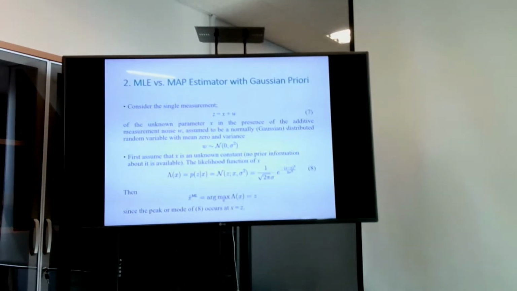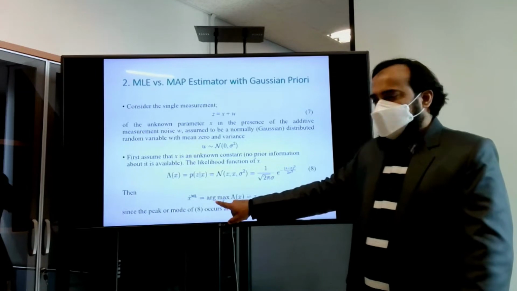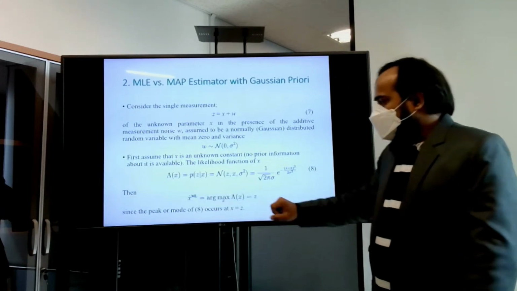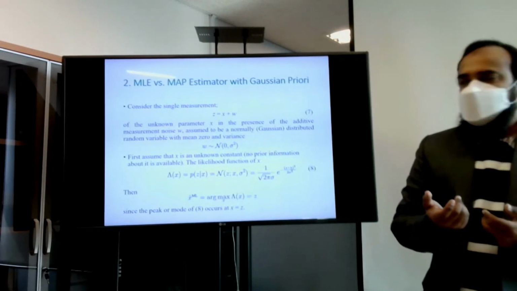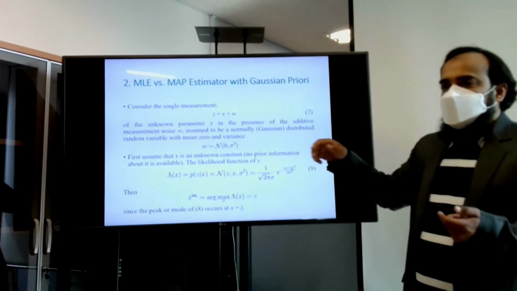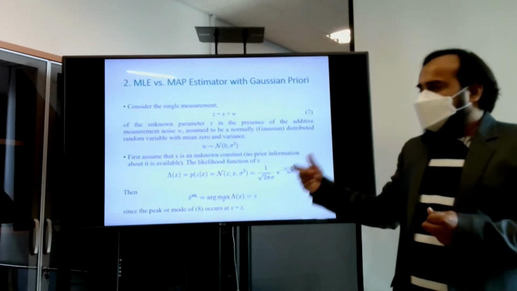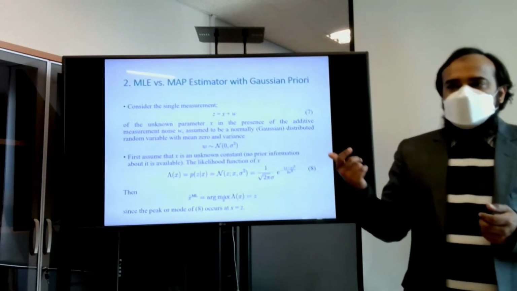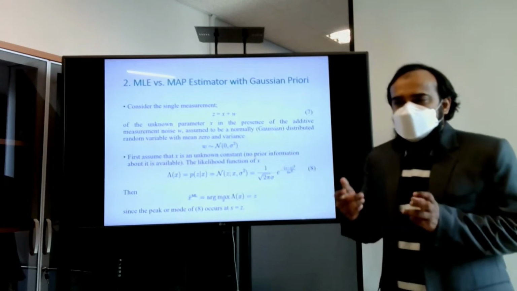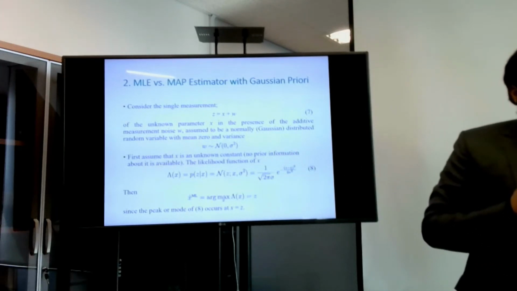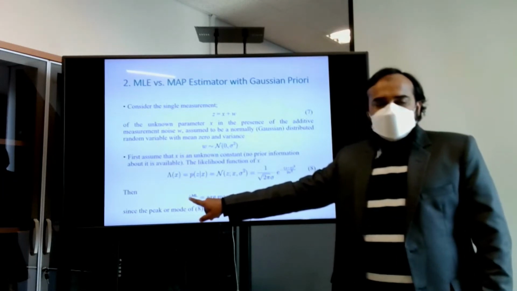Okay, then we first apply maximum likelihood. Why do we apply maximum likelihood? Because we don't know p of x. First we assume that we don't know p of x. If we know p of x, then we will apply the Bayes theorem and the MAP estimator. But if you do not know p of x, there is no prior information or prior distribution of x, then we will apply the maximum likelihood of x.